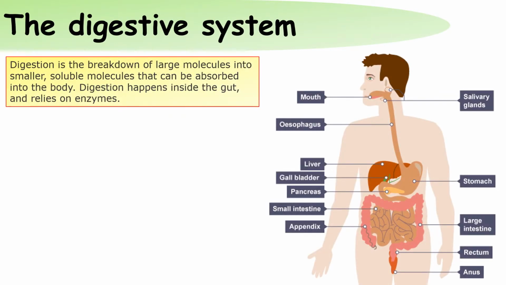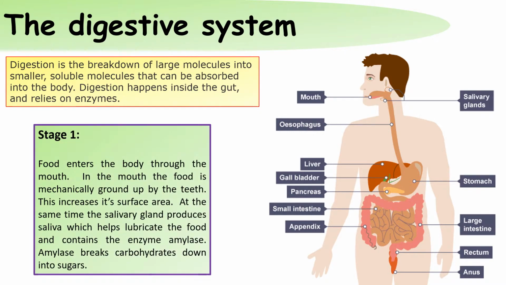The main organ system that you will be asked about is the digestive system. Digestion is the breakdown of large molecules into smaller soluble molecules so they can be absorbed into the body. Digestion happens inside the gut and relies on enzymes.